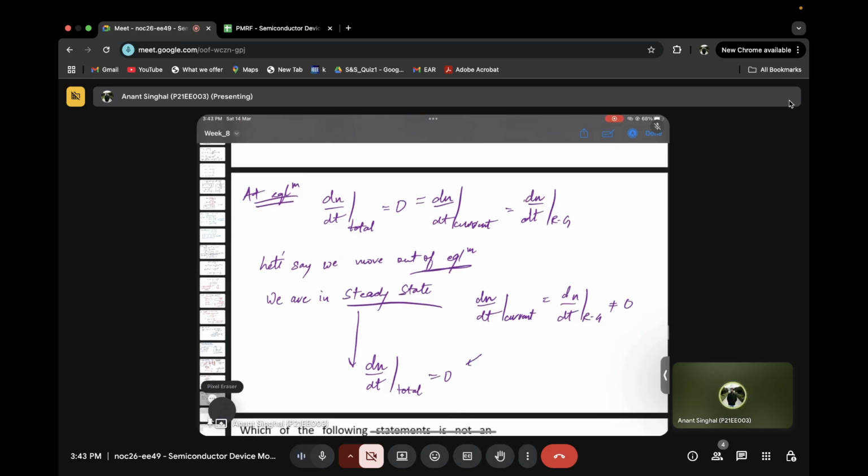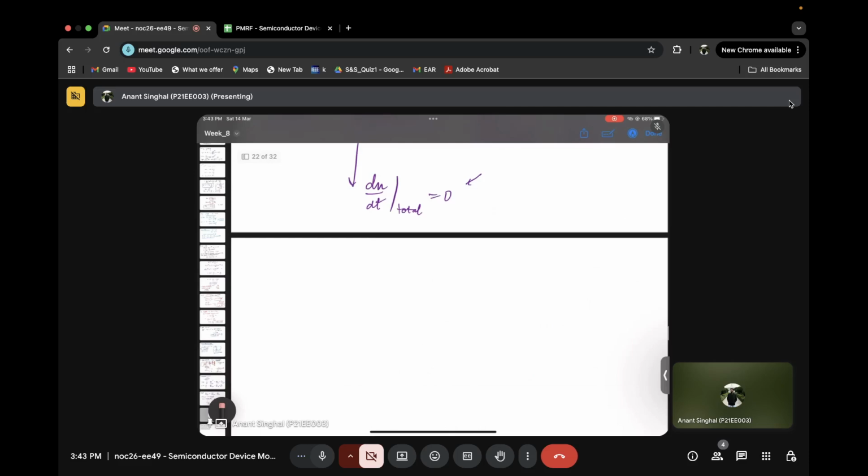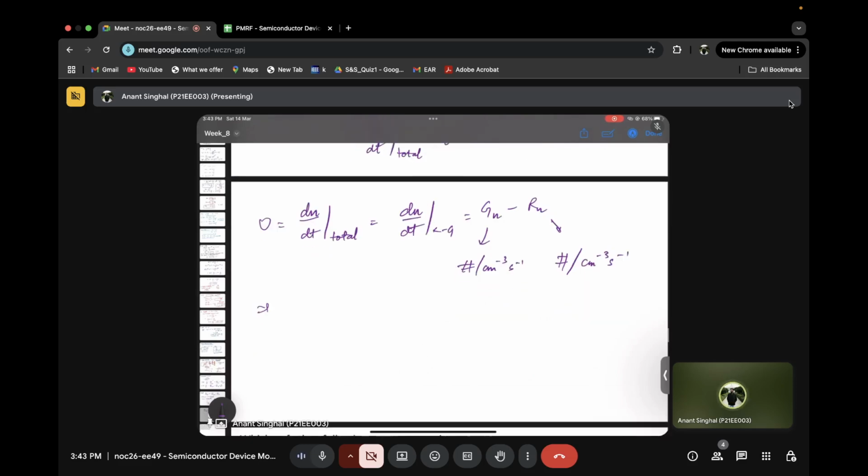So if it is zero, since we are at steady state, I'll say that the dn by dt total, which is equal to zero, will be nothing but due to recombination generation, which is the only thing I'm pointing out right now: generation minus recombination, right? Generation is the number of electrons per centimeter cube per second. Recombination is also some number of electrons per centimeter cube per second. As I said, at steady state this term is zero. So at steady state, the generation of electrons is equal to the recombination of electrons, or the generation of holes is equal to the recombination of holes, just to maintain equilibrium. This is quite straightforward.